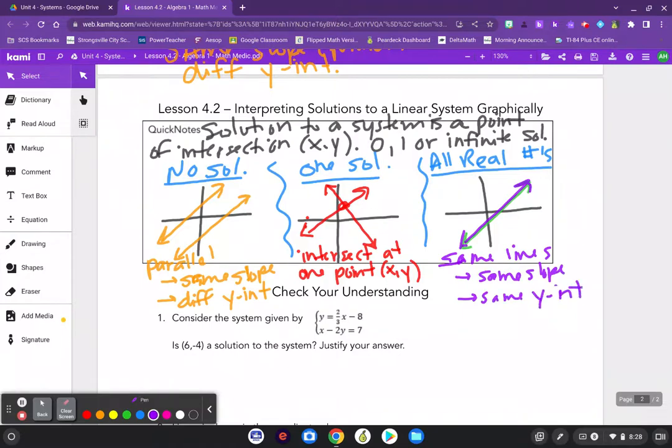Okay. All right, so what I want you to do is take this information. I think you have enough information to try to check your understanding. I will have the answer key posted so you can check your work. If you have questions, let me know. And the homework is the 4.2 practice.